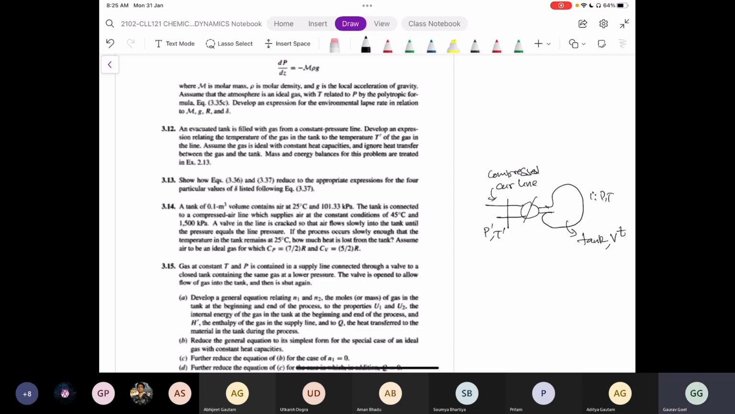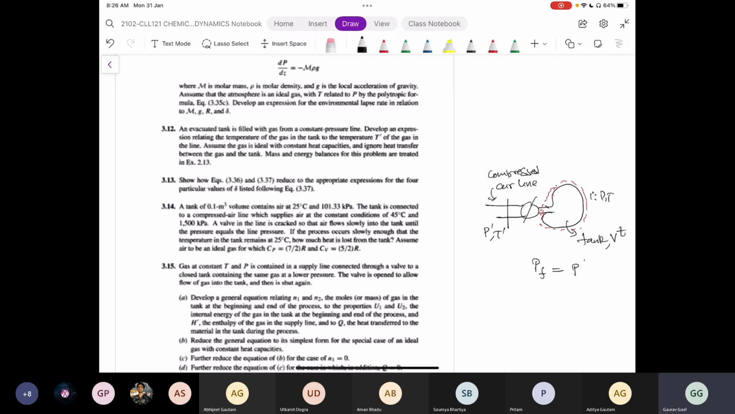The valve is cracked so that the air flows slowly into the tank until the pressure equals the line pressure. What additional information is given to us is the final pressure in the tank. For all my system variables, I'm not going to use any additional subscripts or superscripts. Here my control volume is the tank, and therefore I'm just representing that by simple P, T. Pi, Ti are the initial pressure and temperature, Pf is the final.